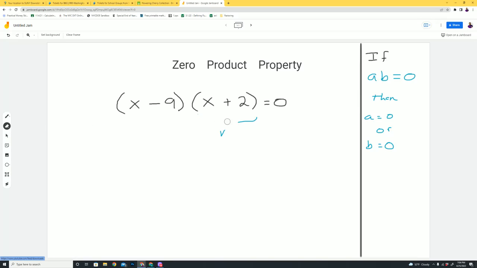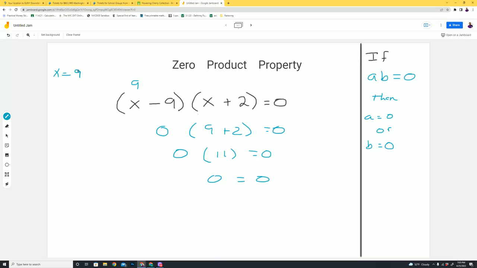So what could the variable x be in order for this to be true? Well, if this is x minus 9, in order for this to be 0, this is 9 minus 9, which makes this 0, times 9 plus 2, which equals 0. 0 times 9 plus 2 is 11, which is equal to 0. And 0 times 11 is 0. Anything times 0 is equal to 0. So x could be 9.